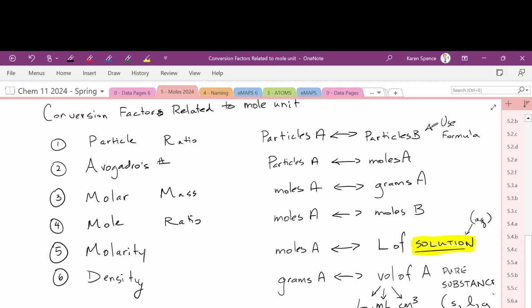Now, which of these will be given to you in the question? Which of them can you not know? Actually, I should ask, which of them do you need to be able to either figure out on your own from the question, or you need to memorize? You need to be able to figure out the particle ratio. You need to be able to memorize Avogadro's number. You need to be able to figure out molar mass from the periodic table. And the mole ratio, you also need to be able to use the formula.